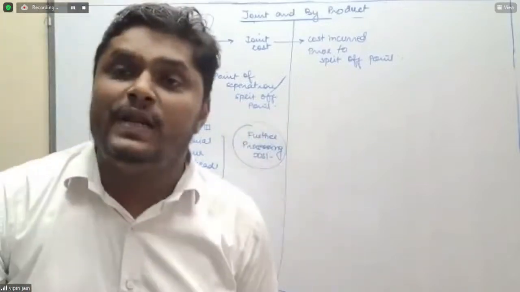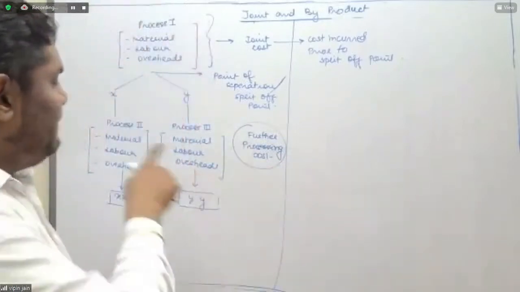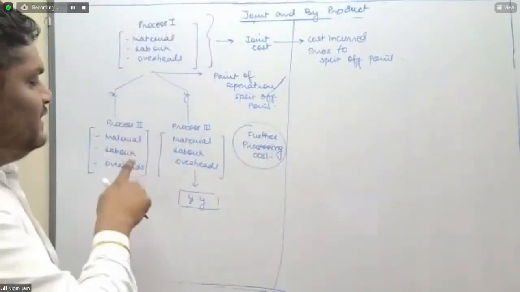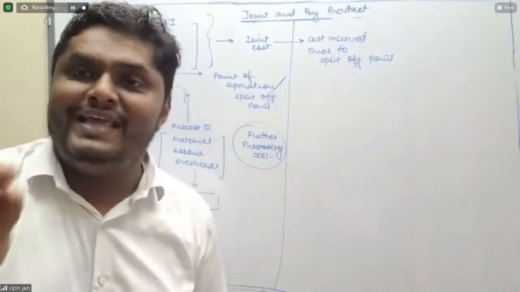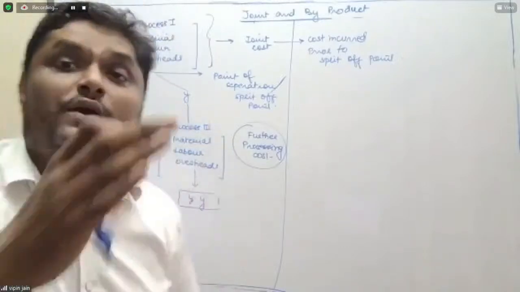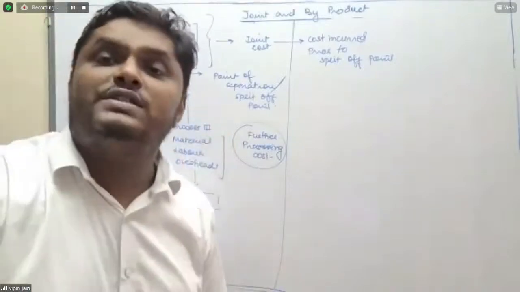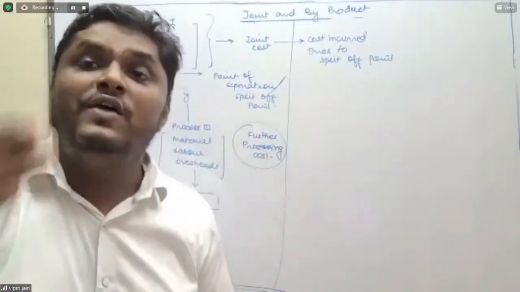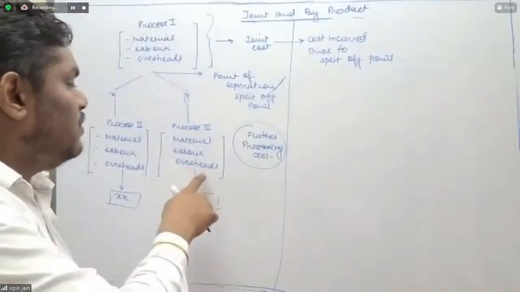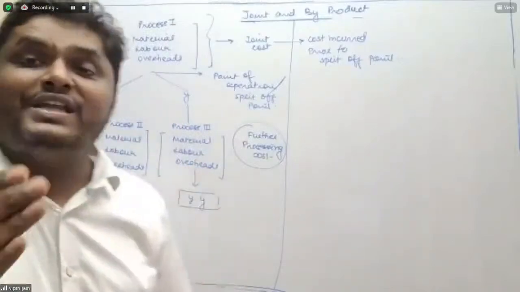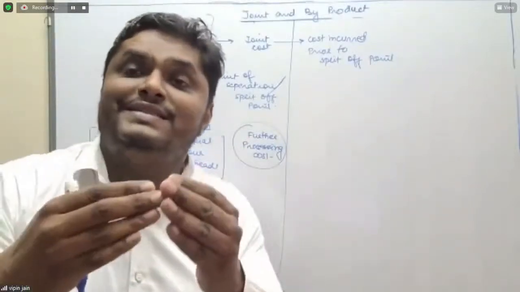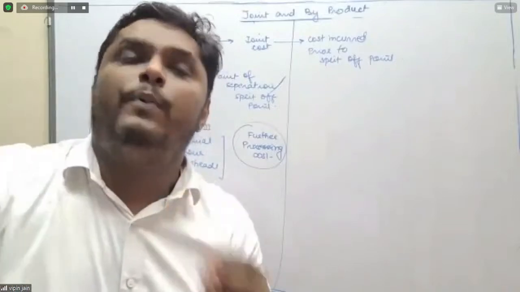So what is further processing cost? In this example, for product X, the further processing cost is the cost of process second. For product Y, the further processing cost is the cost of process third. So what is further processing cost? That is the cost incurred after the point of separation.